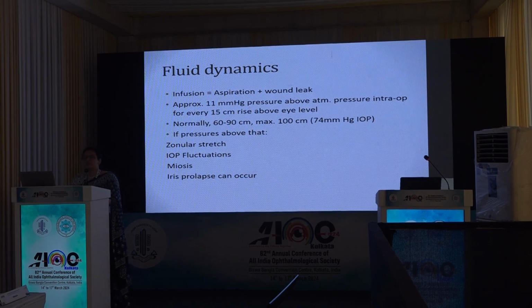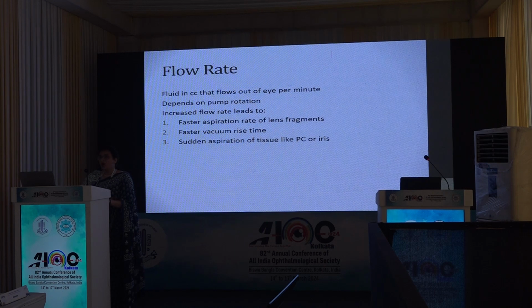Approximately 11 mm Hg pressure above atmospheric pressure is generated for every 15 cm rise of the bottle above the eye level. So normally we keep it at 60 to 90 cm, maximum 100 cm. It generates around 70 to 75 mm Hg of pressure. If we go beyond that, there is zonular stretch, which leads to discomfort to the patient, especially if you are doing it topically. Then there is IOP fluctuation, which leads to chamber instability, miosis of the pupil, and iris prolapse can occur from the wound.